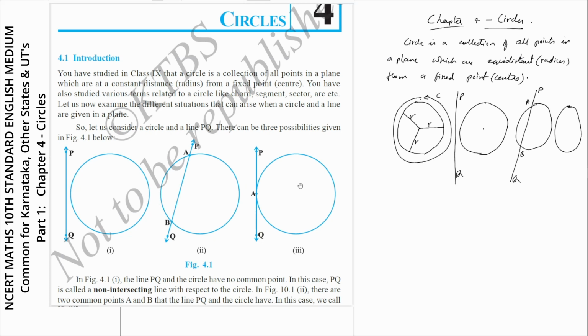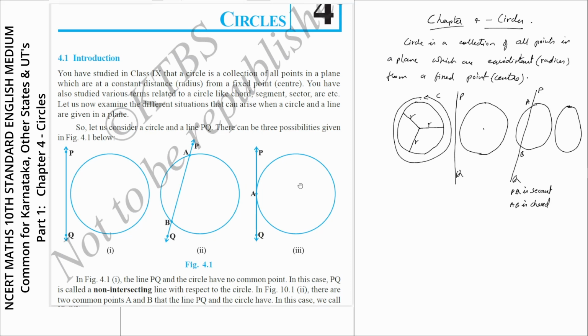In the previous case, line PQ was just a line. It did not touch the circle. In the second case, line PQ is intersecting the circle at points B and A. So PQ is called a secant, and AB is called a chord.